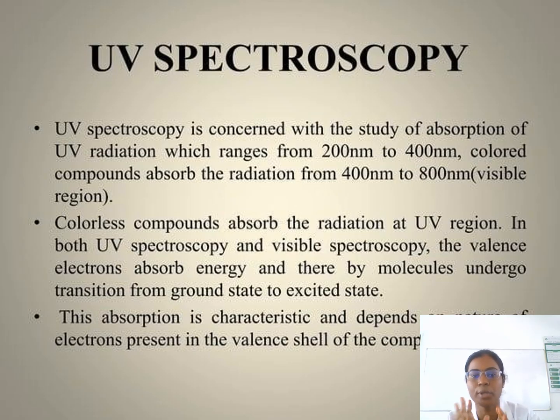So what is UV spectroscopy? UV spectroscopy is concerned with the study of absorption of UV radiation in the range of 200 to 400 nanometers for colorless compounds. Above 400 nanometers, colored compounds absorb in the visible region. So colorless compounds absorb UV radiation, in both UV spectroscopy and UV visible spectroscopy. Valence electrons absorb energy, and thereby the molecule undergoes transition from one state to another, meaning ground state to excited state. The absorption characteristic depends upon the electrons present in the valence shell of the compound.